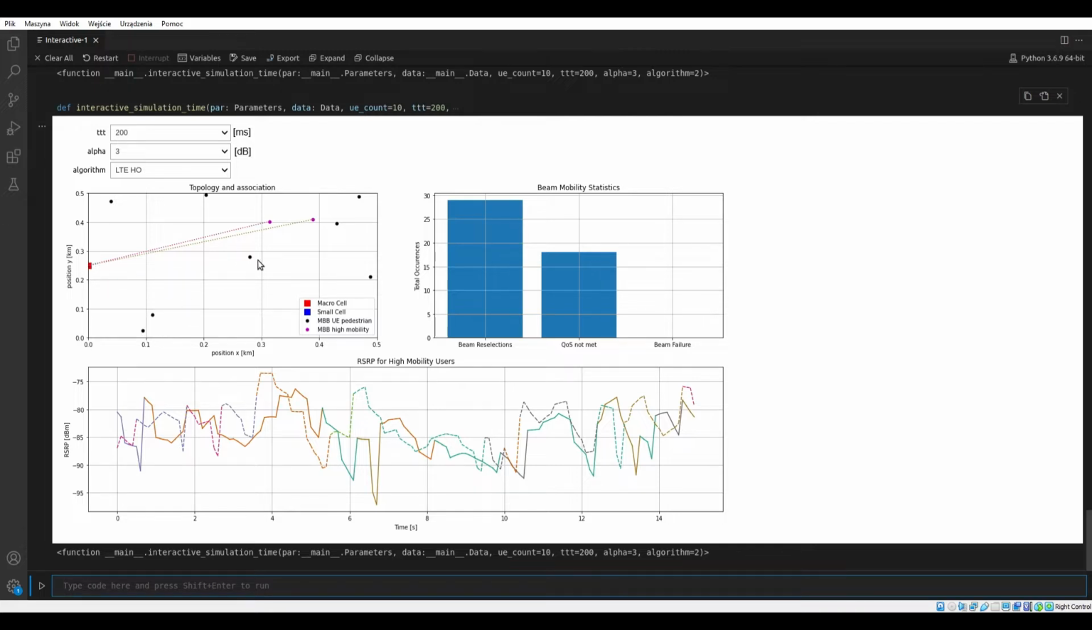There are 8 pedestrians within the cell moving with the speed of 1.5 meters per second, and 2 high-speed UVs moving with the speed of 25 meters per second.